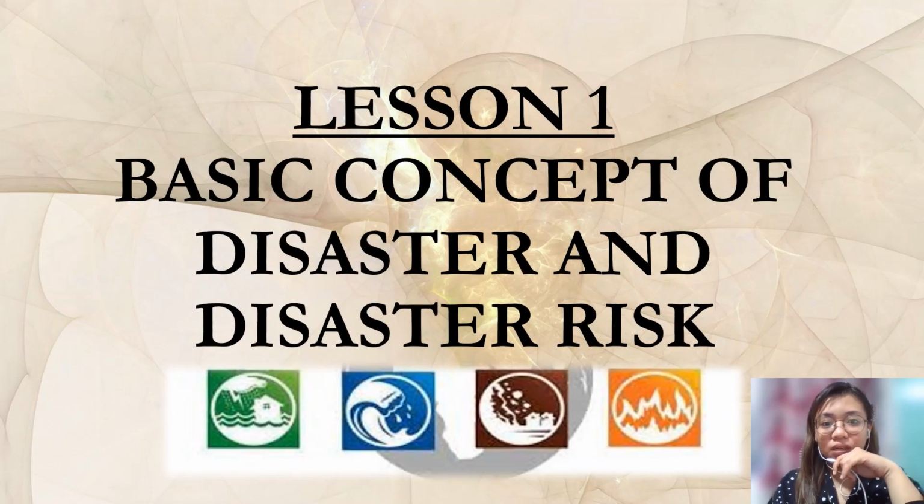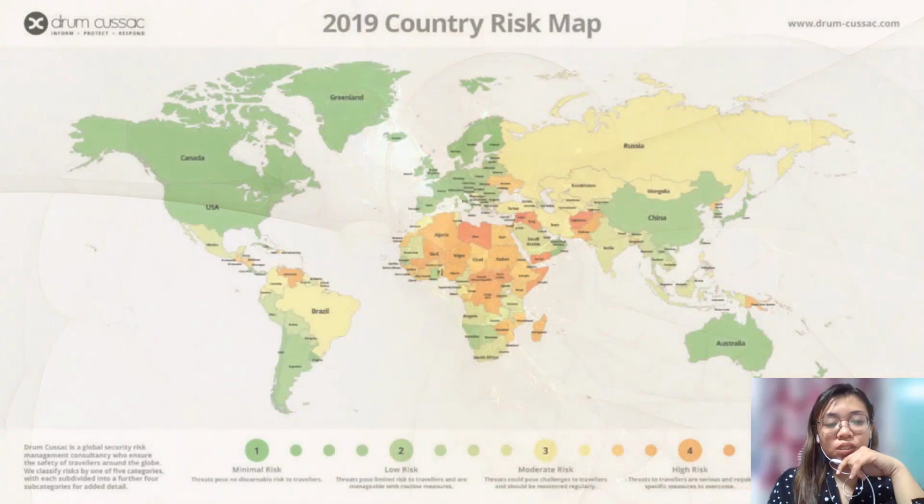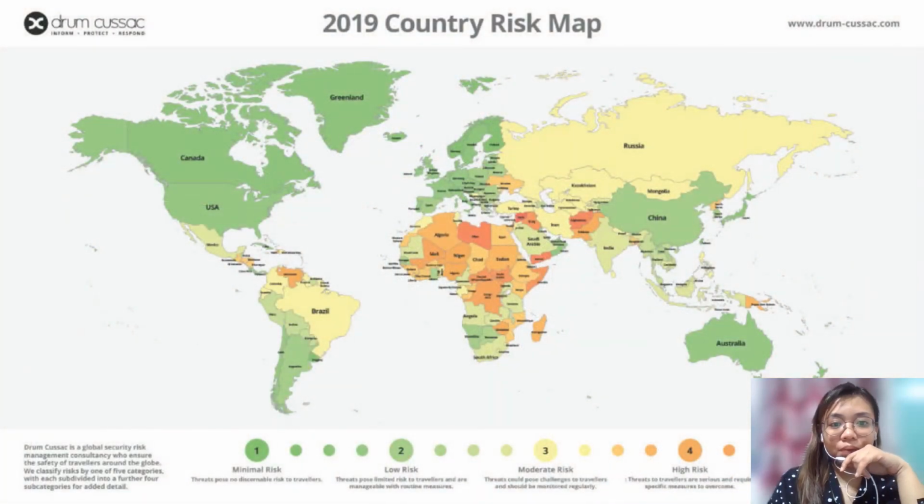For lesson 1, we're going to talk about the basic concept of disaster and disaster risk. As you can see in our map, you can see different countries.